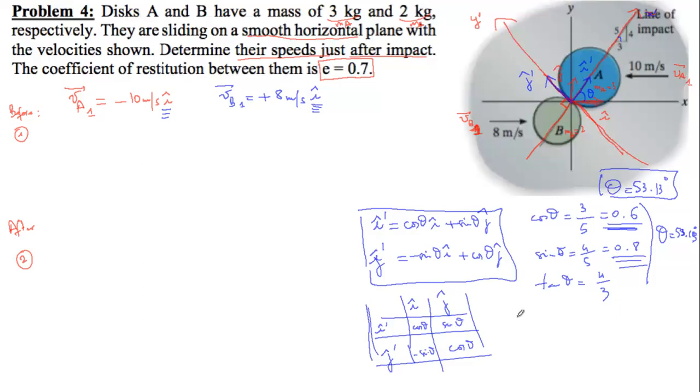This just means, and you could have written this easily if you want, I hat is cosine theta i prime hat minus sine theta j prime hat. And j, I'm just reading from this, is sine theta i prime hat plus cosine theta j prime hat.